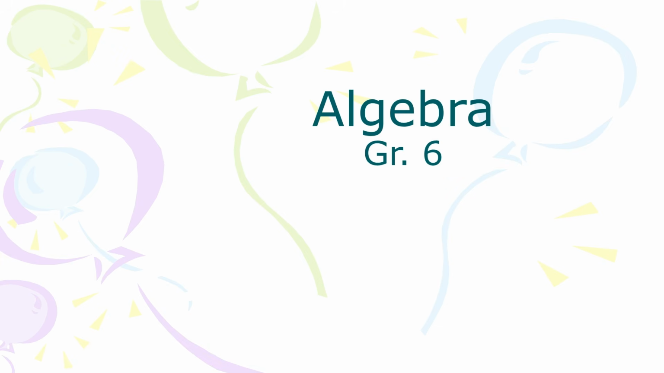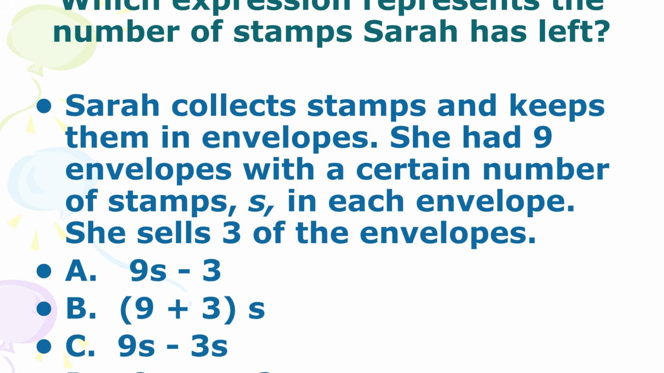This video now moves on to a new section focusing on algebra, specifically for 6th grade, beginning with question number 1. Sarah has 9 envelopes, each containing s stamps. If she sells 3 of the envelopes, which expression represents the number of stamps she has left? The options are A, 9s minus 3, B, parentheses 9 plus 3, parentheses s, C, 9s minus 3s, or D, 9s minus s minus 3.